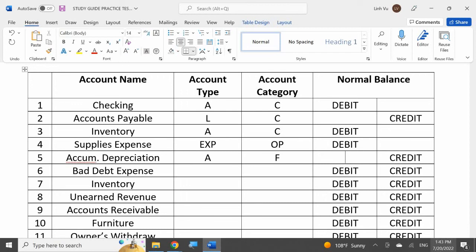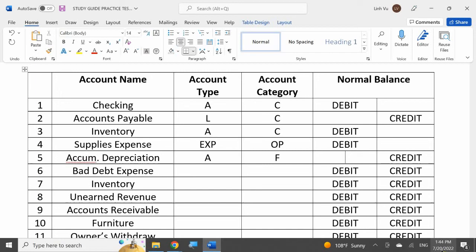Think about when you actually are journalizing depreciation expense, right? What would the credit account be? It would normally be your accumulated depreciation. So in this case, yes. And on top of that, the word contra means opposite. So in this case, it would flow in the opposite direction as the main account.